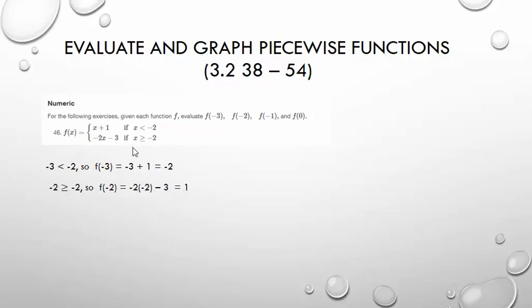So negative 2 is greater than or equal to negative 2, so we use negative 2x minus 3. So we do negative 2 times negative 2, if we're plugging in x equals negative 2, minus 3, which will be 4 minus 3, or 1.